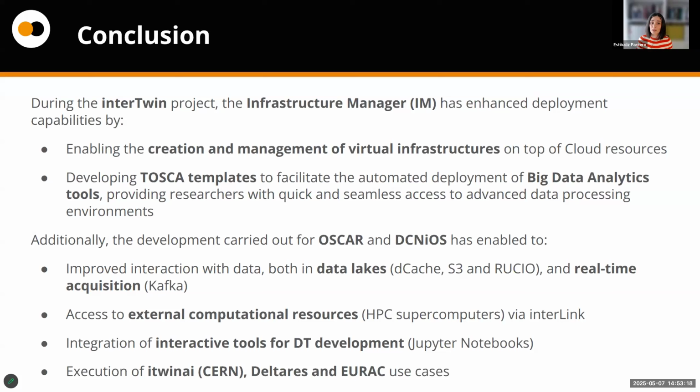Additionally, the development carried out for OSCAR and DCNiOS has enabled improved interaction with data, both in data lakes like dCache, S3, and Rucio, and real-time acquisition like Kafka. Access to external computational resources like HPC supercomputers via interLink, integration of interactive tools for DTE development like Jupyter notebooks, and execution of I2I, Deltares, and EURAC use cases.